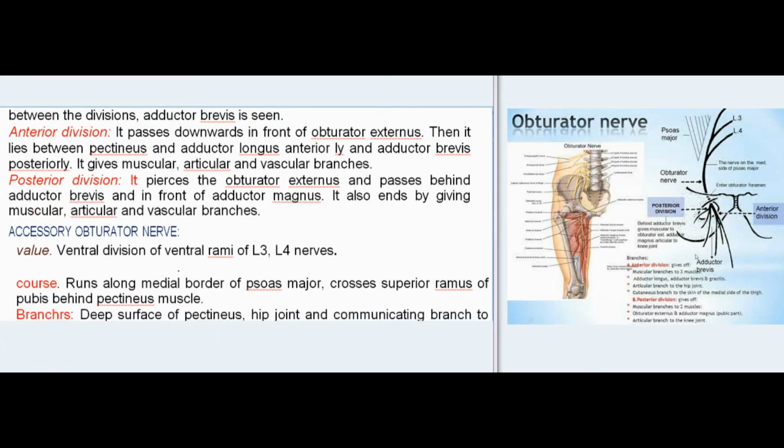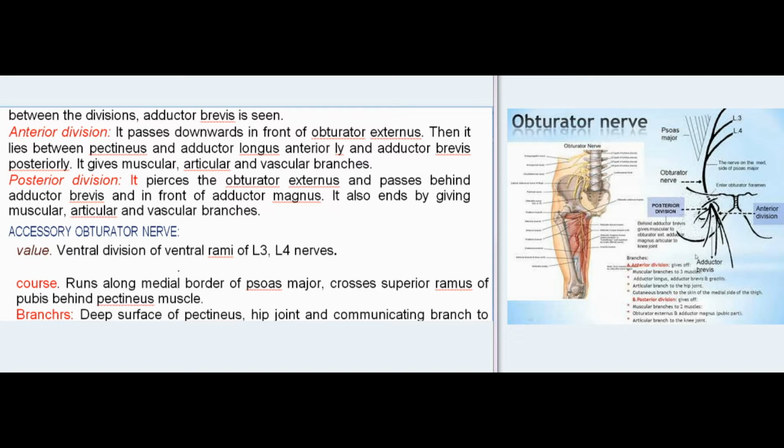In between the divisions, adductor brevis is seen. Anterior division: it passes downwards in front of obturator externus. Then it lies between pectineus and adductor longus anteriorly and adductor brevis posteriorly. It gives muscular, articular, and vascular branches. Posterior division: it pierces the obturator externus and passes behind adductor brevis and in front of adductor magnus. It also ends by giving muscular, articular, and vascular branches.